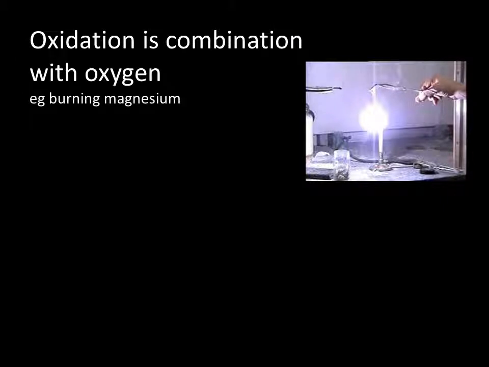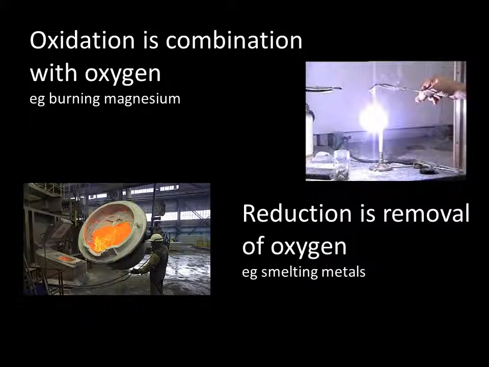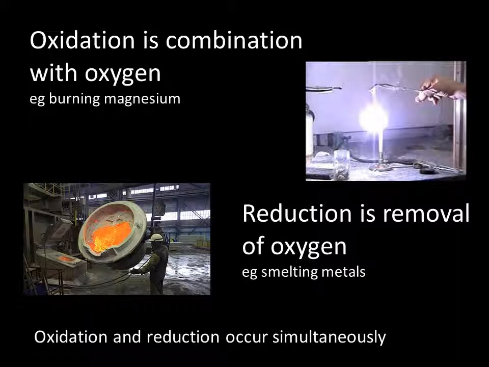Oxidation is described as being combination with oxygen. For instance, when we burn magnesium in air to produce magnesium oxide, this is described as an oxidation. On the other hand, if we remove the oxygen from a metal ore, such as iron oxide, this is described as being a reduction, a removal of oxygen. Both of these processes have to occur at the same time.